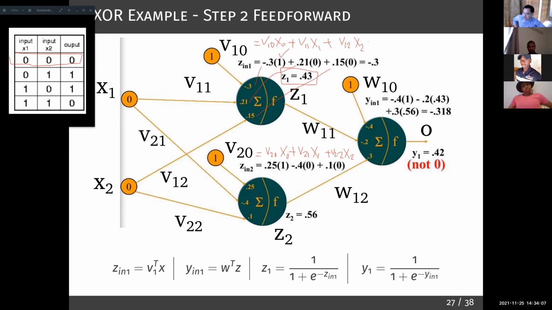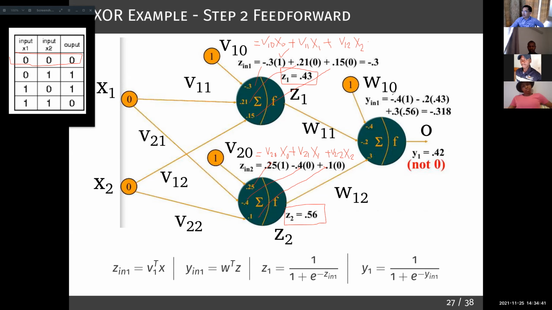Sorry. So now V20 is initialized to 0.25, V21 is initialized to -0.4, and V22 to that one. We know X0 is always 1 because that's the bias, and we take the first row, 0, 0. We substitute this, and the value of Z2 is 0.56. We record that.